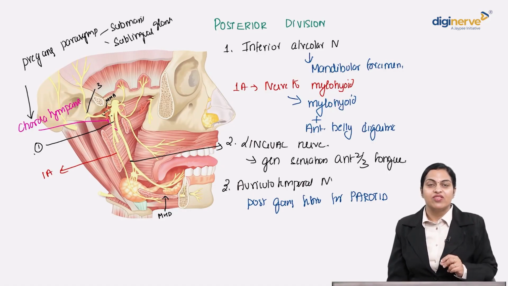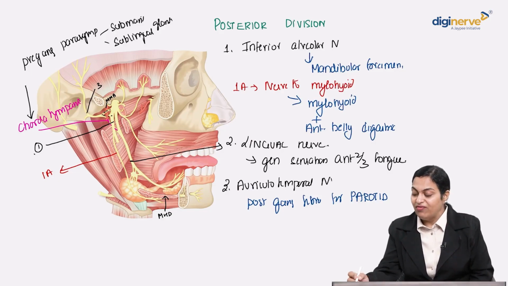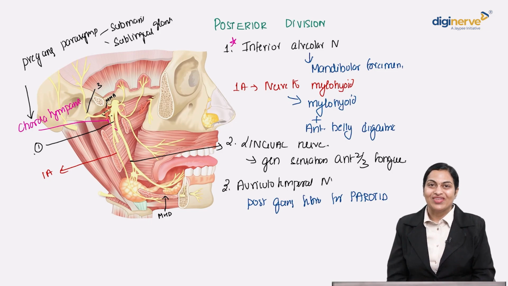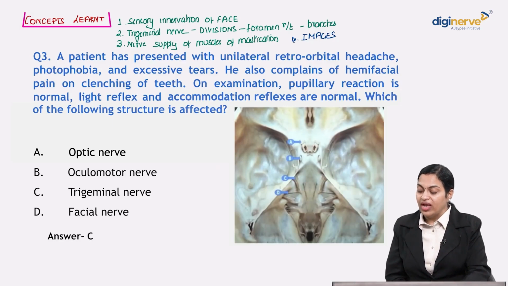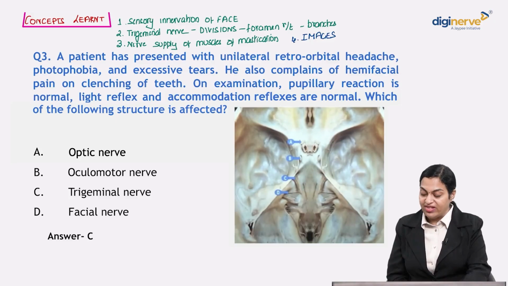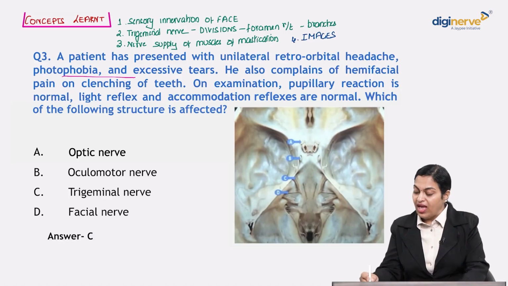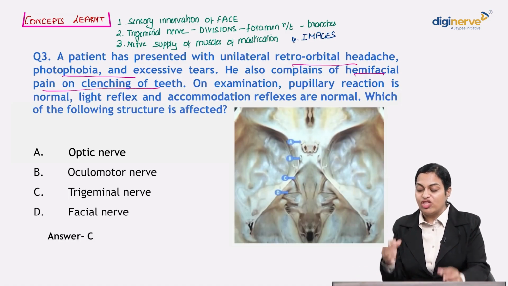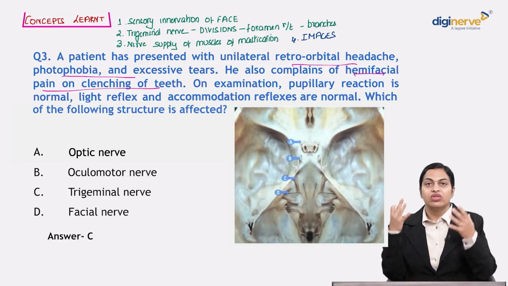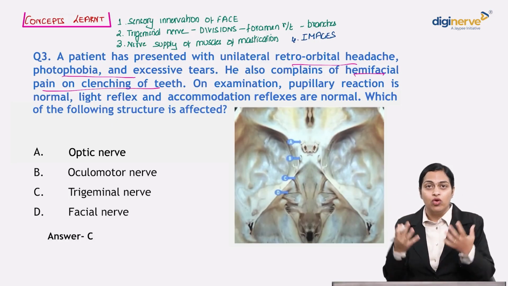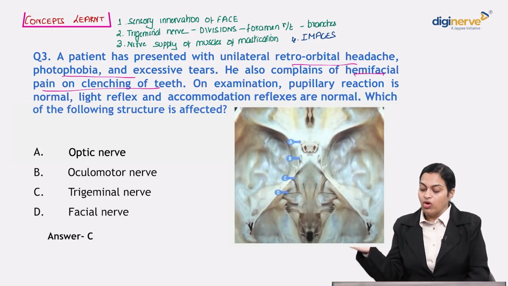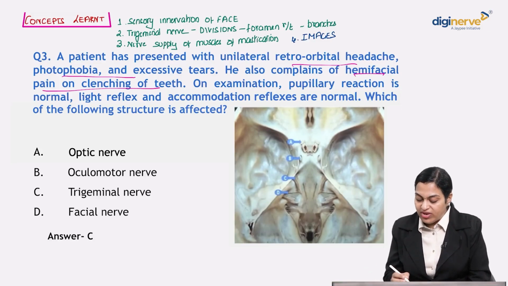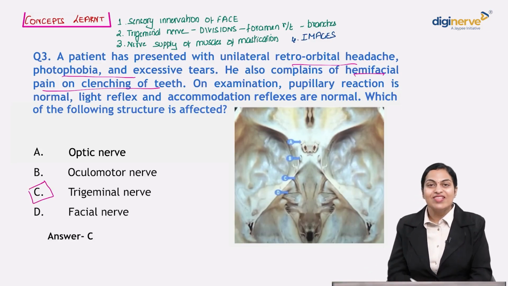Of these 3 divisions, which one is motor? The inferior alveolar nerve, right? Okay. So, a patient presented with unilateral retroorbital headache, photophobia, excessive tears, all referring to ophthalmic division of trigeminal nerve, right? And hemifacial pain on clenching of teeth, referring to the other divisions of the trigeminal nerve, pain over the face, we know it's trigeminal nerve. On examination, the oculomotor component was normal. Which one is affected? The structure C.